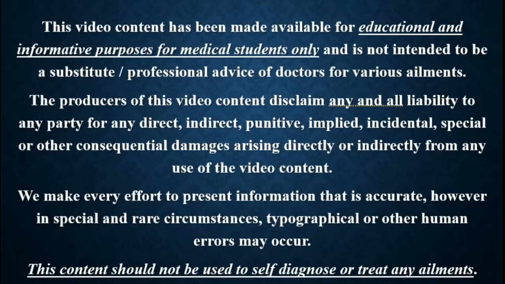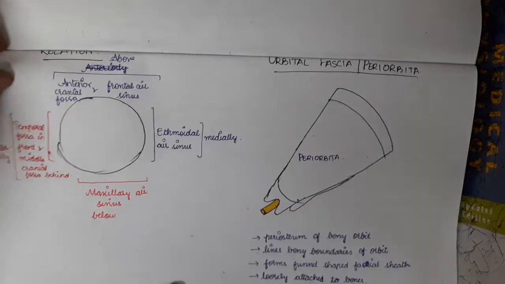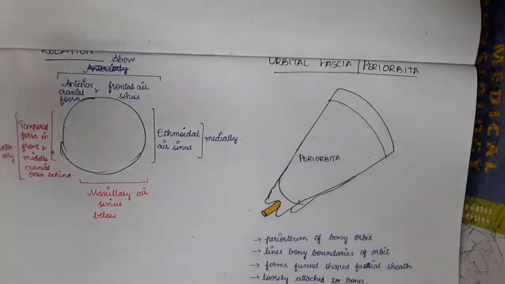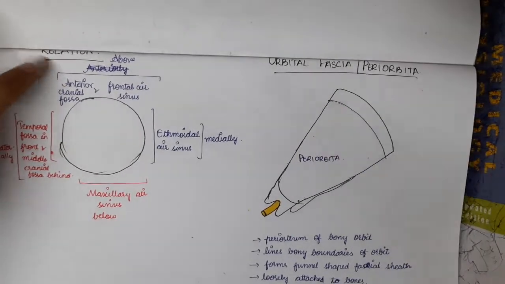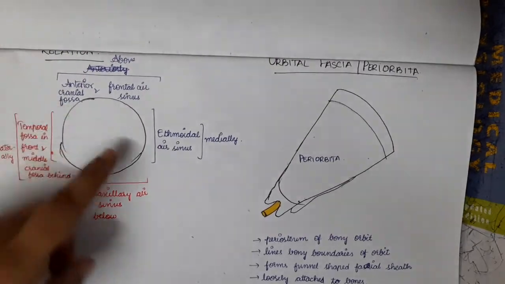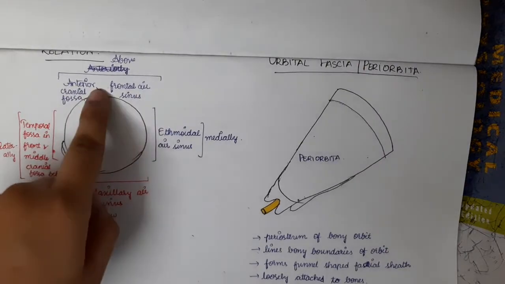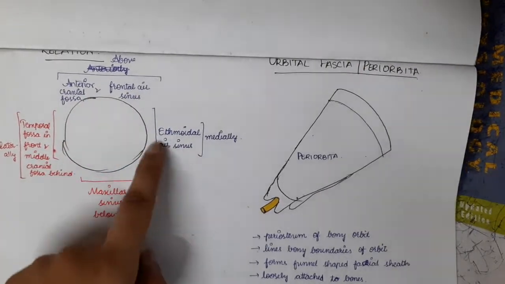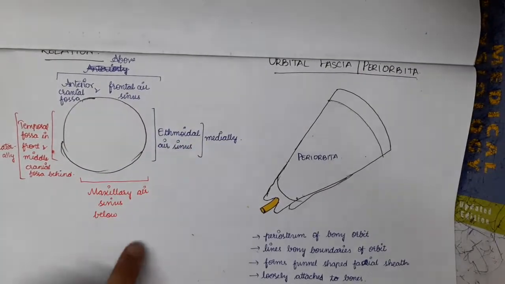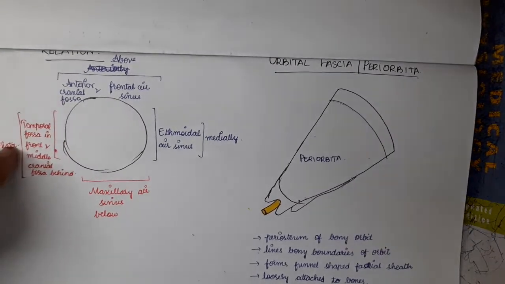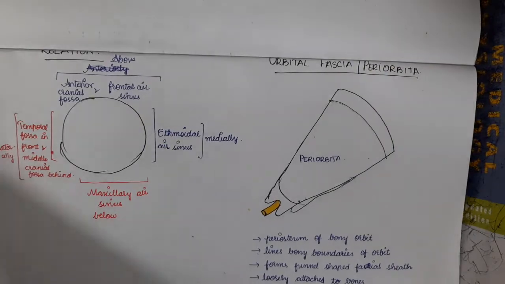In this lecture, we will learn about the relations of the orbit. Above, we have the anterior cranial fossa and the frontal air sinus. Medially, we have the ethmoidal air sinus. Below, we have the maxillary air sinus. Laterally, we have the temporal fossa and the middle cranial fossa behind.